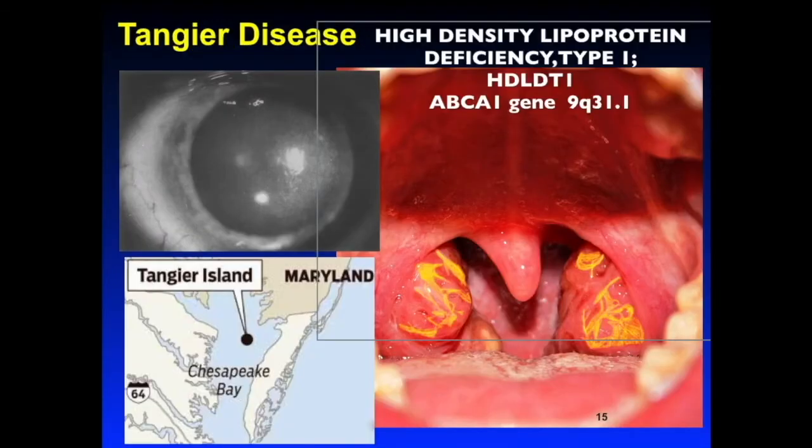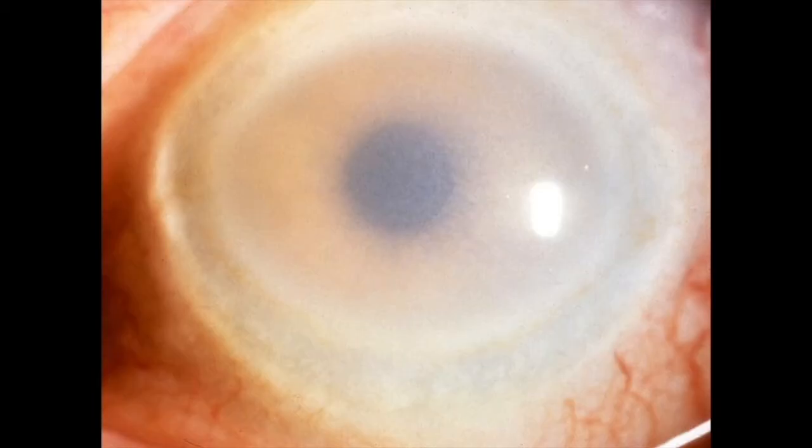Tangier disease is somewhat of a medical curiosity. Tangier disease is named after Tangier Island down in the Chesapeake Bay in Virginia. There are people that have lived there for hundreds of years catching crabs and oysters, and there's a lot of inbreeding, and this high-density lipoprotein deficiency developed on that island. They may have corneal clouding, and they have this very characteristic feature of orange-striped tonsils. Here's an example of diffuse corneal opacification in LCAT deficiency.